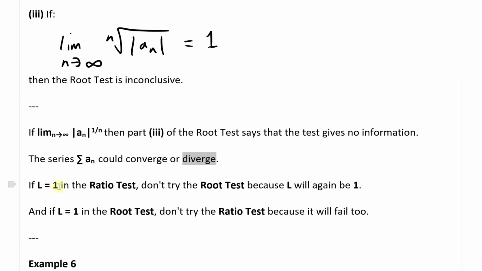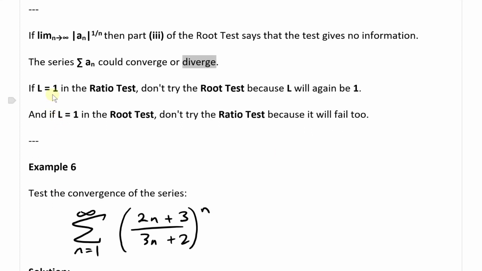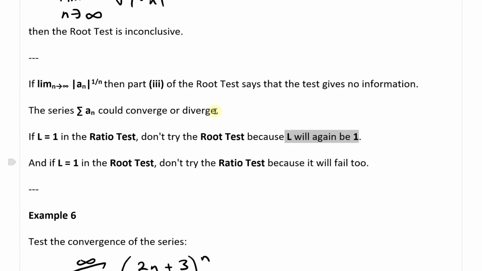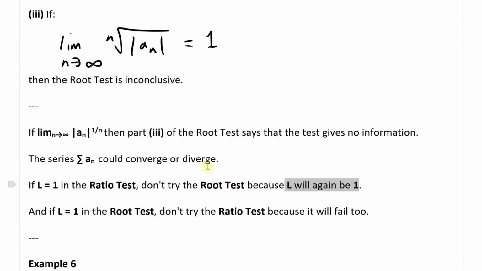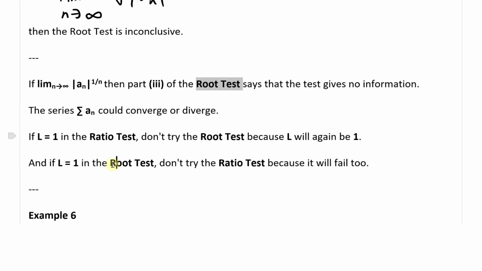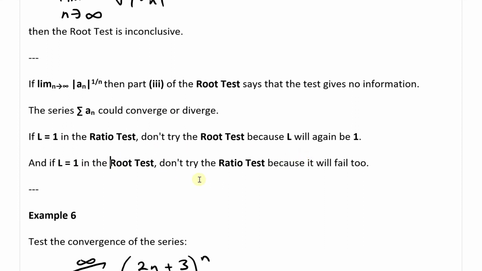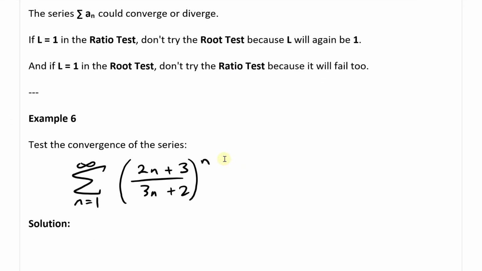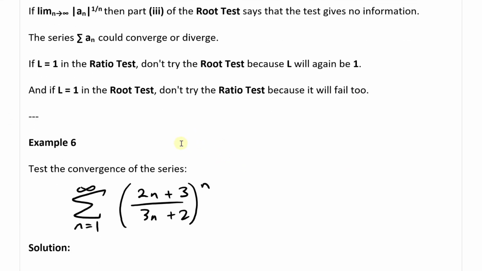So, some more notes. If L equals 1 in the ratio test, then don't try the root test, because L will again be 1. Once I prove that, I'll make this bold. Remember, for both of these, if it equals 1, it can't give any information. And if L equals 1 in the root test, it doesn't matter which one you do first, you know the answer is going to be 1 on the other one as well. Don't try the ratio test because it will fail too. In other words, it's going to equal 1, and you're not going to have any information from either of the tests. So, fascinating stuff.